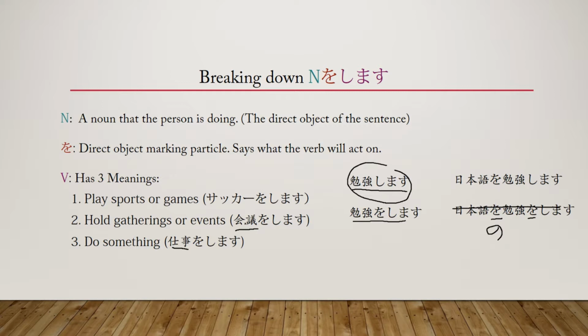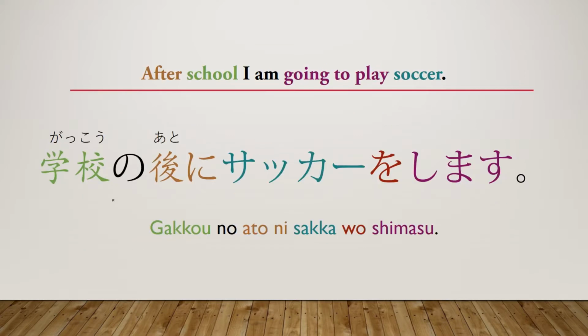However, if you have simple nouns like sports or events or to do a general something like work, o shimasu, then in that case, you're going to add the o shimasu, and it's just going to be the simple noun o shimasu structure. So let's go ahead and move on to a couple of examples to really show these three meanings off. So the first one is, after school, I am going to play soccer. That's gakkou no ato ni sakka o shimasu.